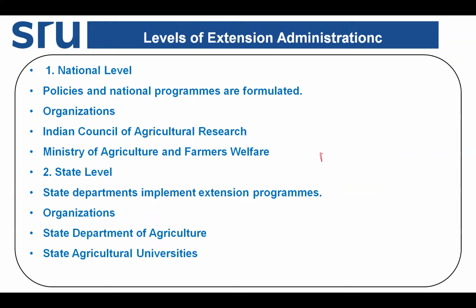National level. Here policies and national programs are formulated. This is the heading: the levels of extension administration. At national level, policies and national programs are formulated, and the organization, basically the ICAR, Indian Council of Agricultural Research, is working at the apex level in India, along with the Ministry of Agriculture and Farmers Welfare. They are working at the national or central level.